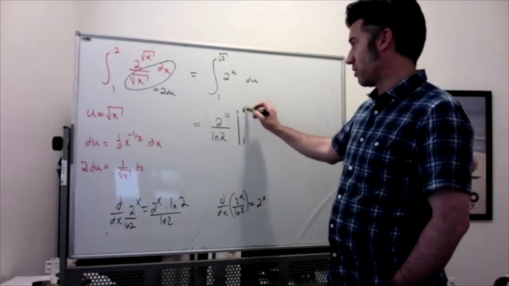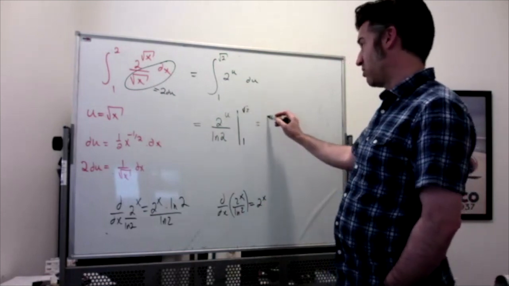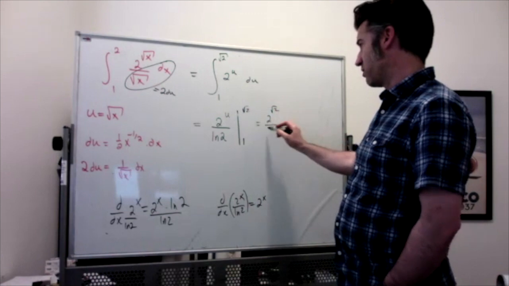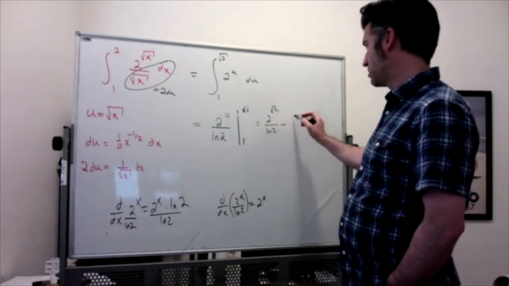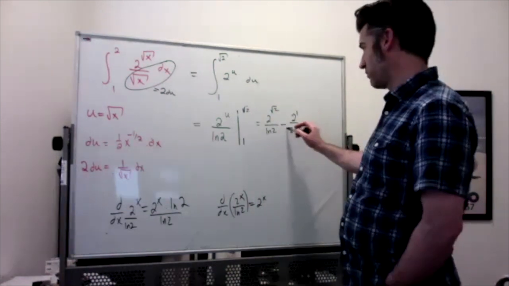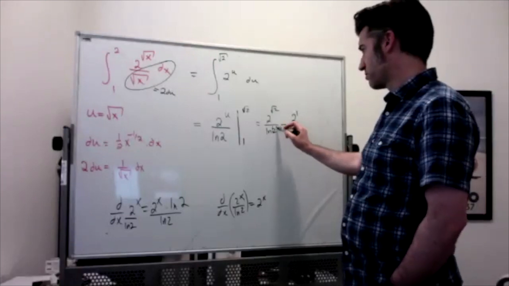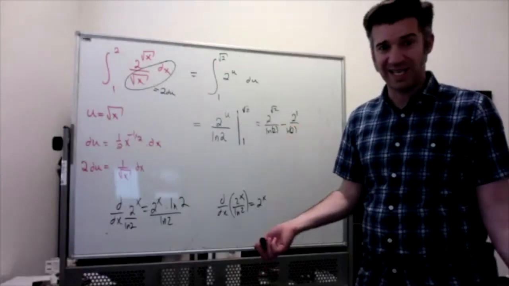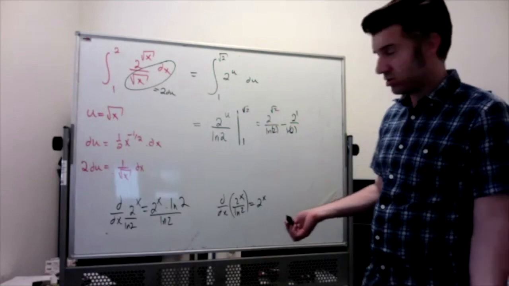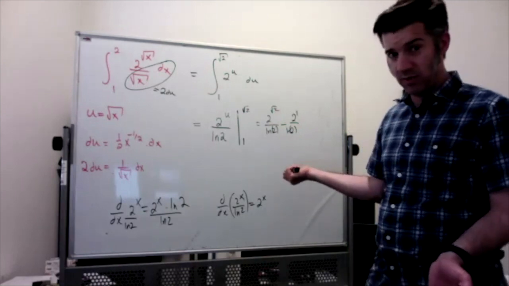From 1 to the square root of 2, we plug in the square root of 2 and we get 2 to the root 2 over natural log of 2 minus 2 to the 1 over natural log of 2. And that's kind of all there is to that problem as far as I can see. So hopefully that answered the questions about this problem.